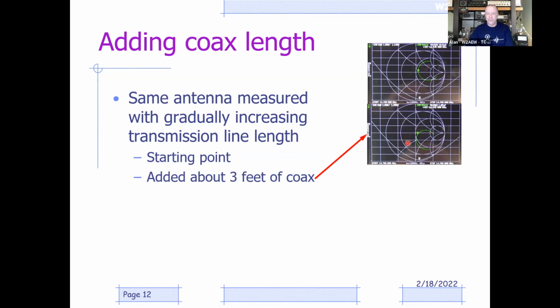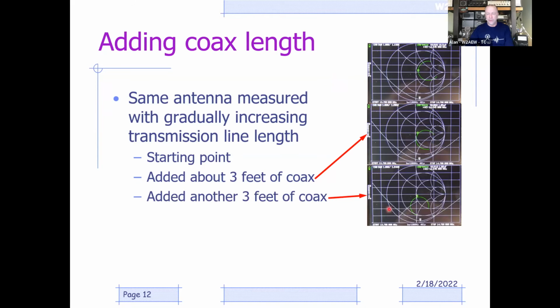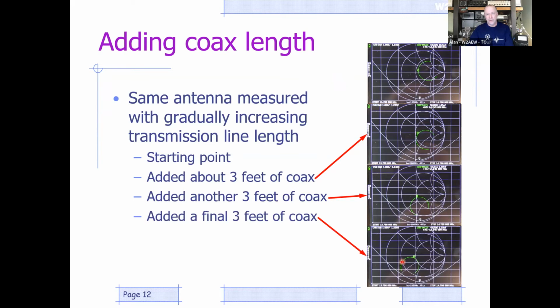So that was adding 3 feet of coax. There's another 3 feet of coax. I took that curve and rotated it around a little bit more. Added another 3 feet of coax and I rotated around a little bit more. Now you'll notice the curve is a little bit tighter here now. It's closing up a little bit more than it is over here. Again, that's because this 9 feet of coax that I added is more of a fractional wavelength at 14.7 megahertz than it is at 13.7.